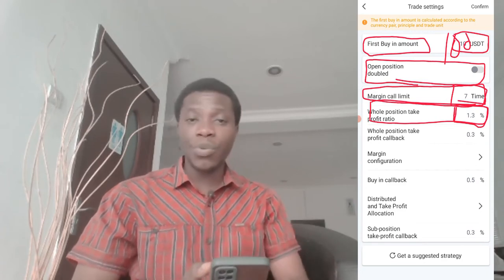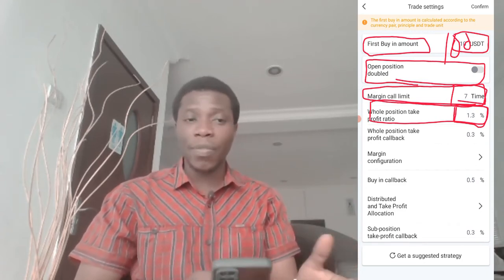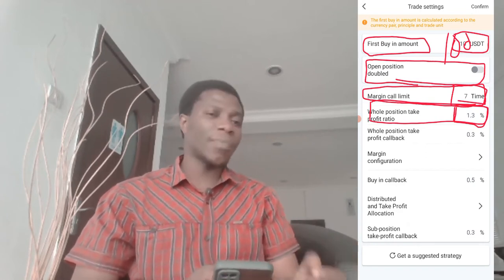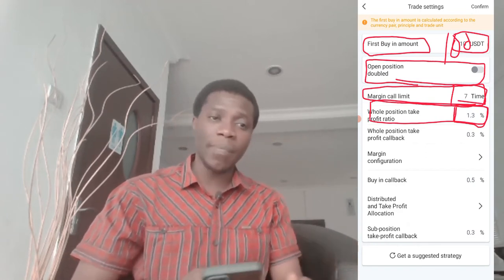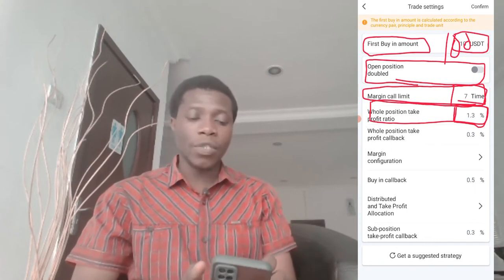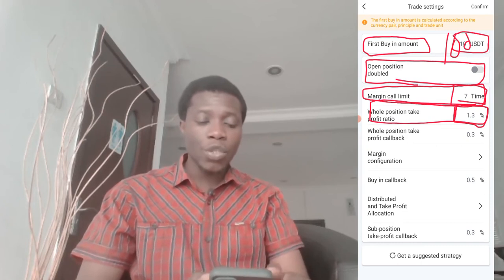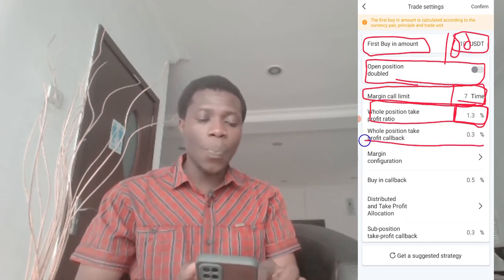Now, I don't want to be too greedy, so I do 1.1, 1.3. Sometimes I do 5, sometimes I do 3, depending on the market. So I'm going to be showing you what I mean by depending on the market. But minimum of 1.3, 1.1.